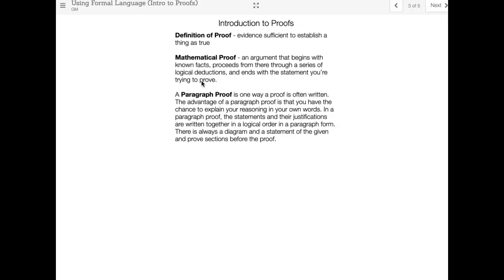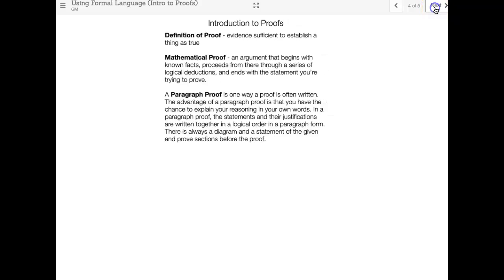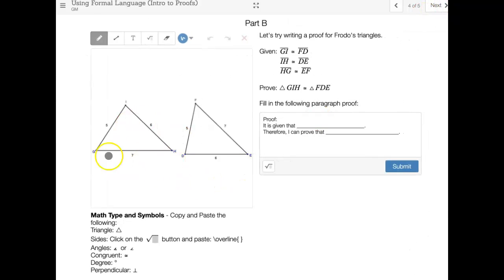There's always a diagram and a statement of the given and prove sections before the proof. So you saw that in yesterday's class if you were able to have a look. You're normally going to be given a sketch or a diagram, or you're going to want to sketch it if you're not given one. And you're also going to be given some given information, stuff that's known, as well as something you're trying to prove. So let's go ahead and go to slide number 4. And you can see all the stuff's there.